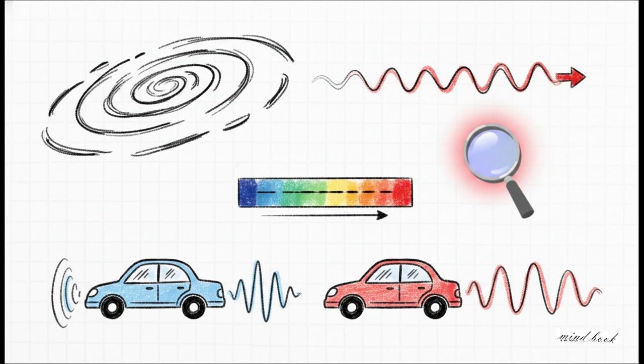To picture this, think of a passing car. As it drives toward you, the engine pitch sounds really high because the sound waves are being compressed. But as it drives away, the pitch drops lower because those sound waves are stretching out. Well, light works the exact same way.